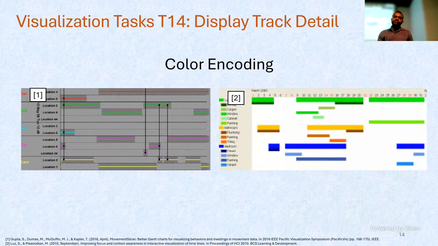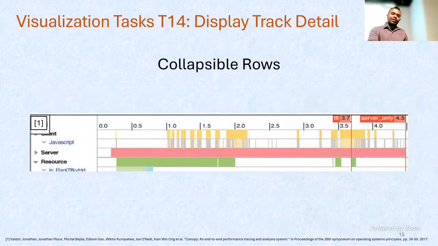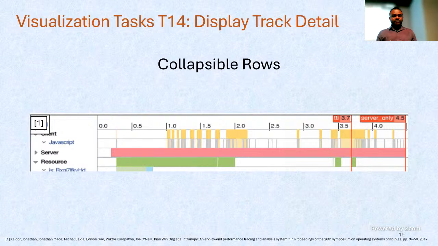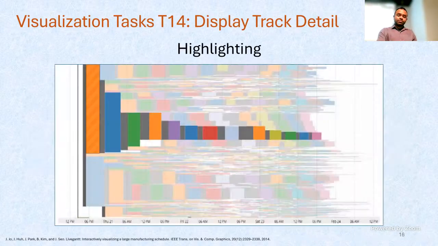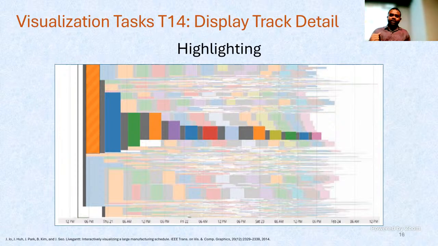In some of the papers during our reviews, we noticed color encoding is used to display the track details. Here you can see each individual track is encoded with different colors. Also, collapsible and expandable rows are utilized to display additional track details. In cases with a higher number of tracks, similar tracks are grouped together and collapsed under a single track. Furthermore, different highlighting techniques are used to show different additional track details.